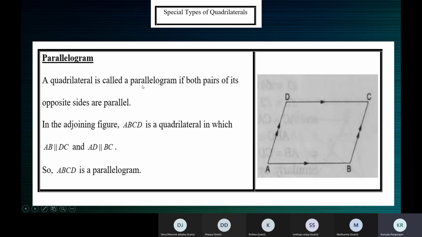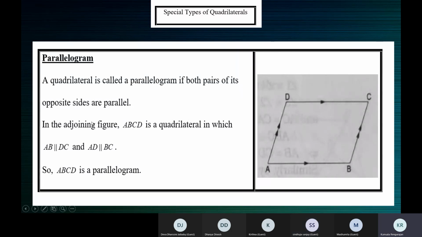So remember, a quadrilateral is called a parallelogram if both pairs of its opposite sides are parallel. In this figure, because AB is parallel to CD and AD is parallel to BC, this is called a parallelogram. So I think you have the last property with you. Adjacent angles are supplementary. Very important. Correct? Yes, ma'am.